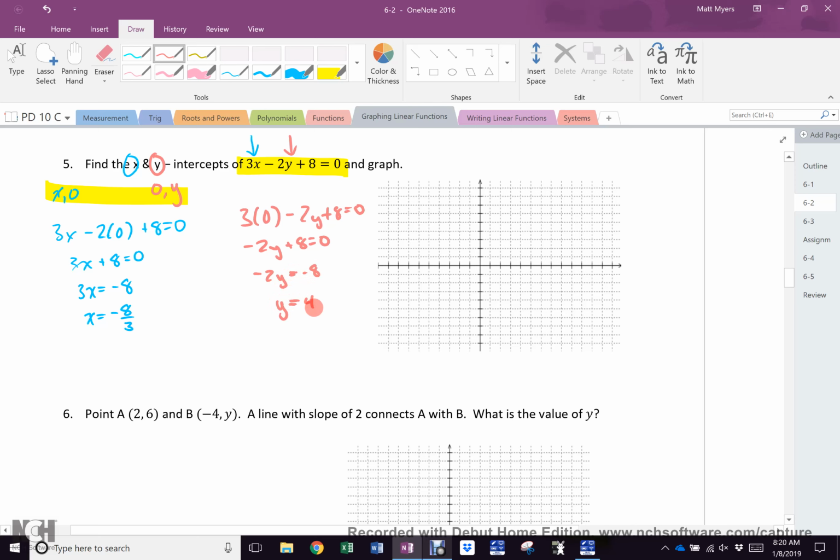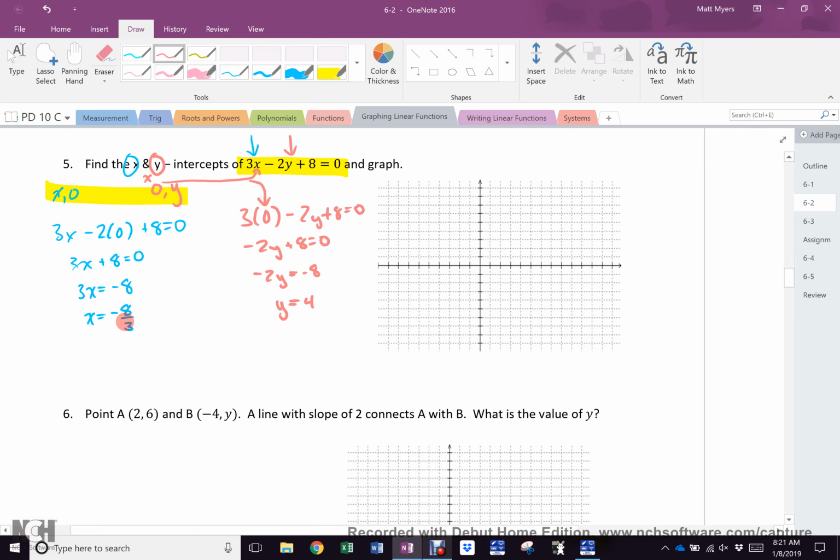Yes, McKenna. I don't understand how you got the 3 times 0. x is a 0 value. It's the y-intercept. So x values are 0. So there's an x, so I put that 0 there because this is an x value. Okay? Everybody still good? All right, so now we can check this.